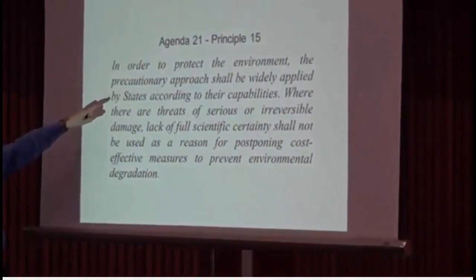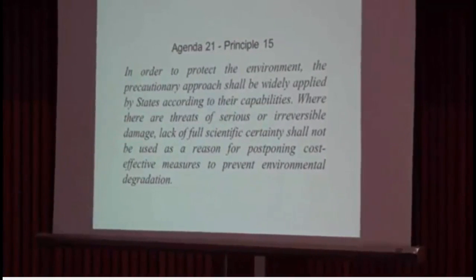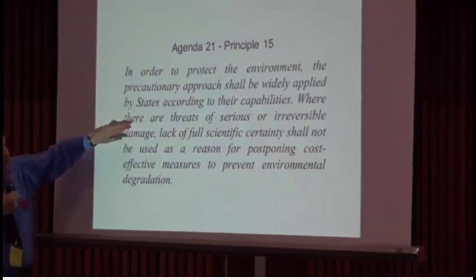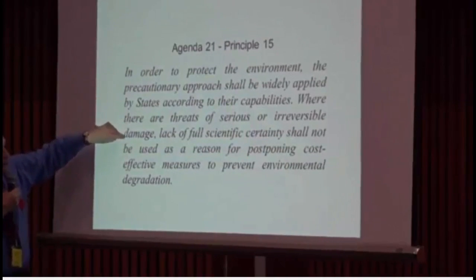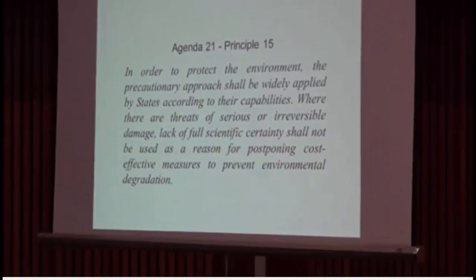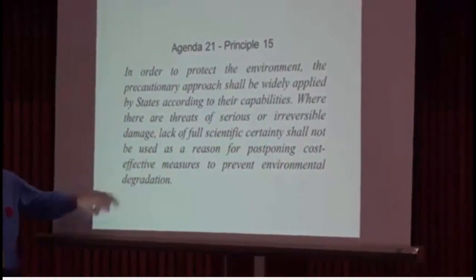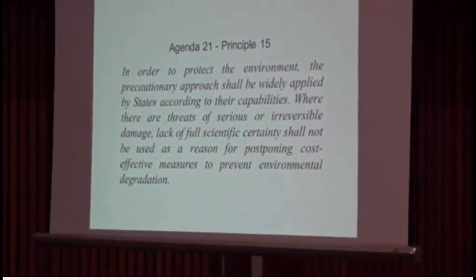In order to protect the environment, the precautionary approach will be applied by states according to their capabilities. So, of course, that's that socialist idea. Well, we'll make the rich pay and the poor don't have to pay. And where there are threats of serious or irreversible damage, lack of full scientific certainty shall not be required. I don't mess with facts. We'll decide what's appropriate, right? And shall not be used as a reason for postponing cost-effective measures to prevent environmental degradation.